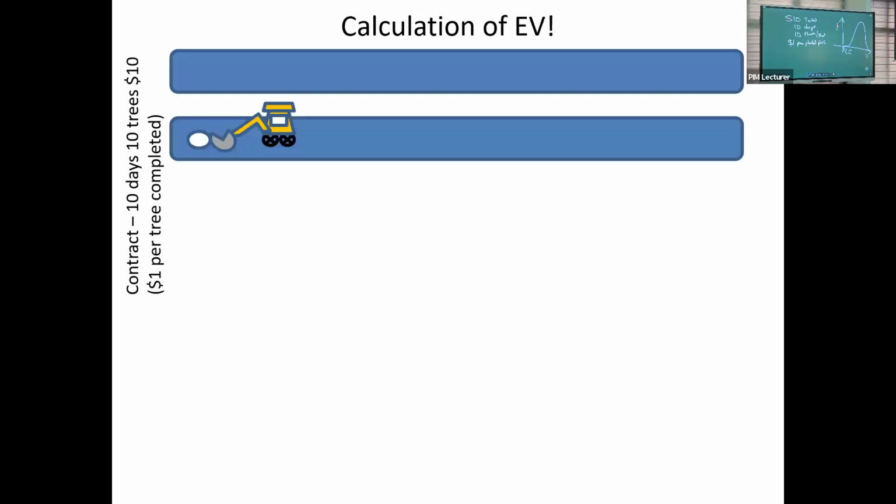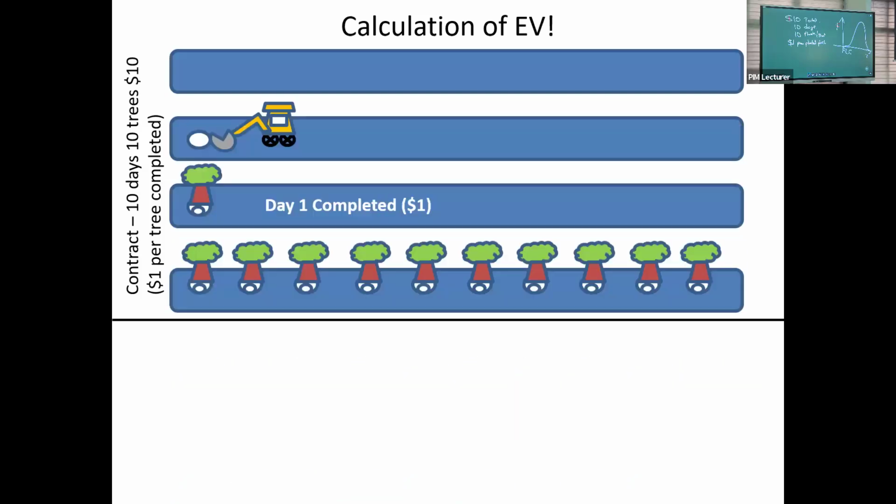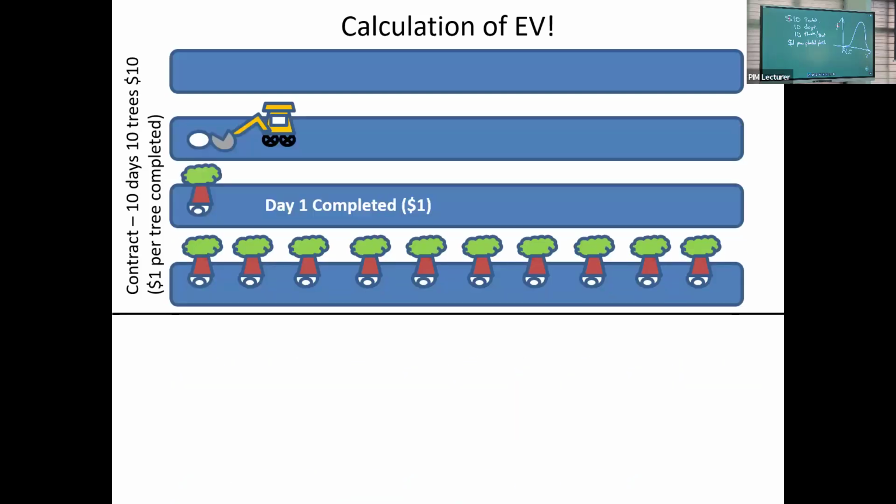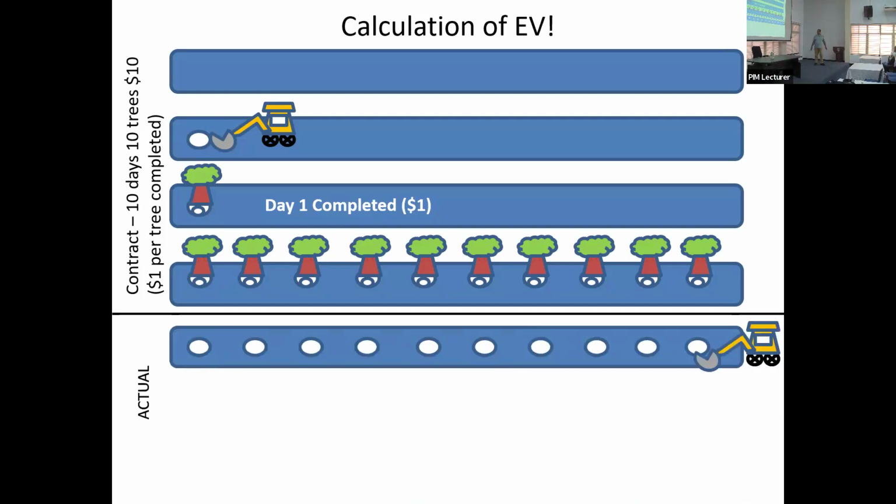So they start and they are supposed to complete it in 10 days. Now, what do contractors do? Contractors are smart people. They always find a cheaper or faster way of doing it. So they want to earn quickly. In this case, the contract is signed to plant 10 trees in 10 days. The contractor is a smart guy. He starts the work.